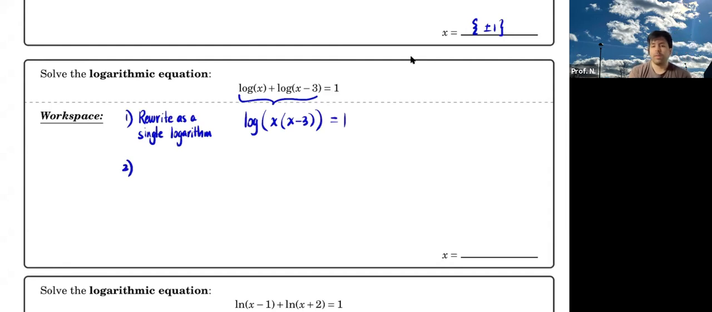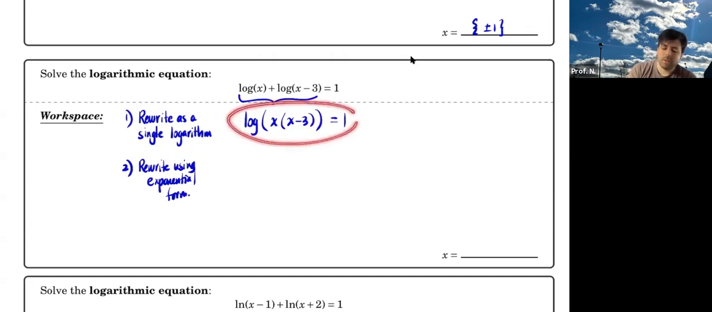And then number 2, what's number 2 going to be? Once I write it as a single logarithm, I want to get x by itself. Then I'm going to rewrite using exponential form. So this is the opposite of what we just did with exponential functions. With exponential functions, we use logs. With logarithmic functions, you use exponential functions. You see how they are inverses of one another? So how can I rewrite log of x times x minus 3 equals 1 as exponential form? What would be the exponential form for this?